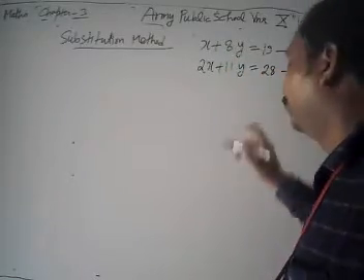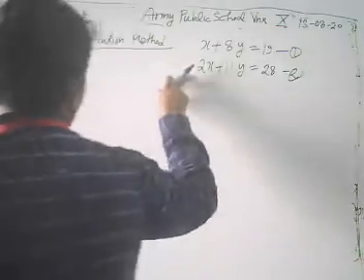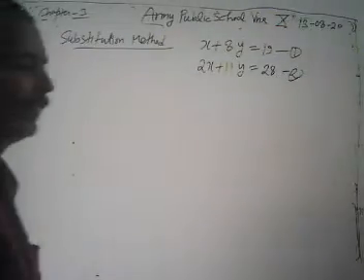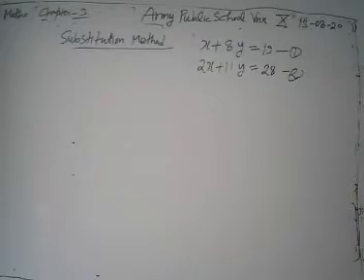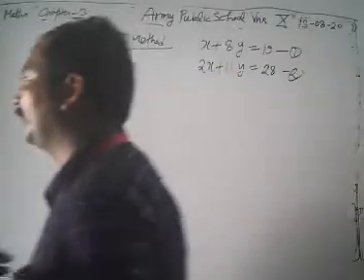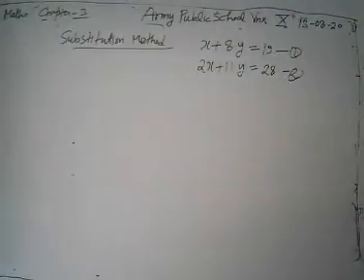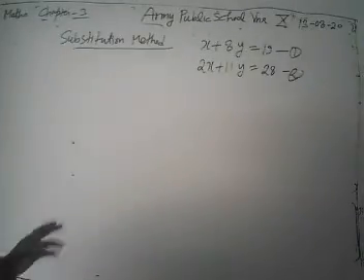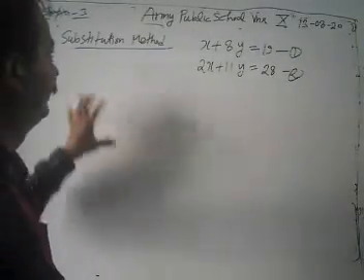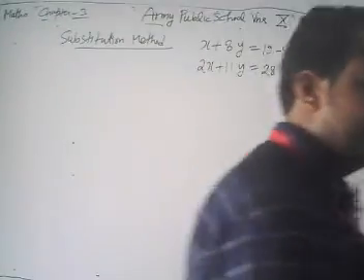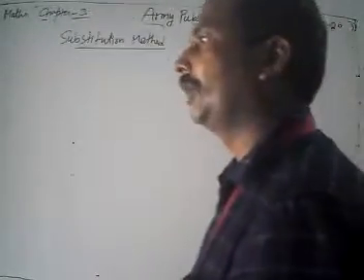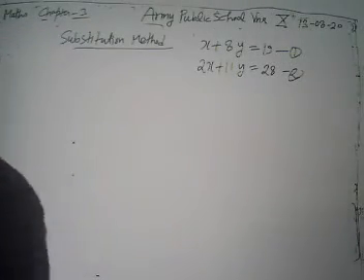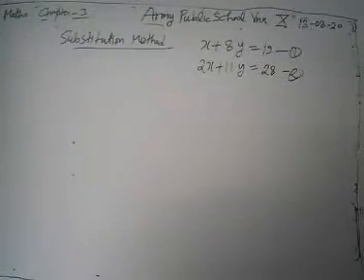First, check whether it has a unique solution or not. It is 1 upon 2 and 8 by 11. a1 by a2 is not equal to b1 by b2, which means it is the case of exactly one solution. Hence it has a solution, and we are going to get exactly one solution. Then we use the substitution method, and generally we need step 1, step 2, step 3.